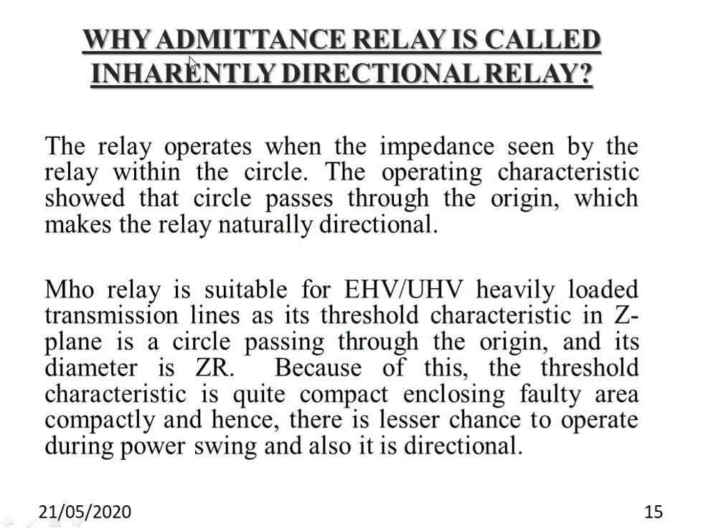Now I have said why the admittance relay is called an inherently directional relay. The same answer is given here. As per the relay characteristic, we can see the circle is passing through the origin. That means the relay will not check the negative side of the axis, it shows only the positive axis. So that is why it checks in only a single direction, and that is why the Mho relay or admittance relay is called the inherently directional relay.